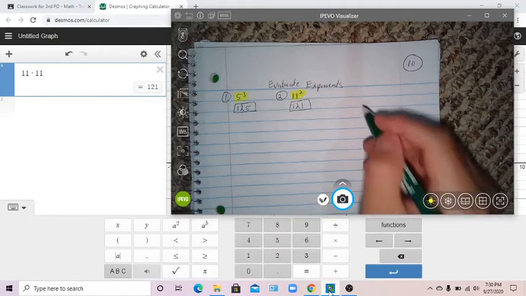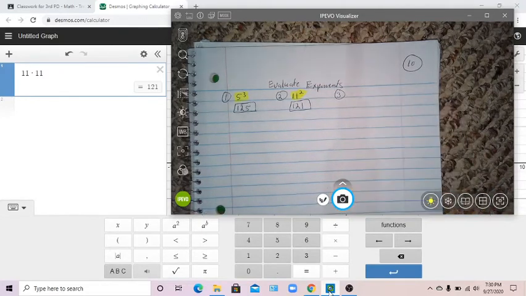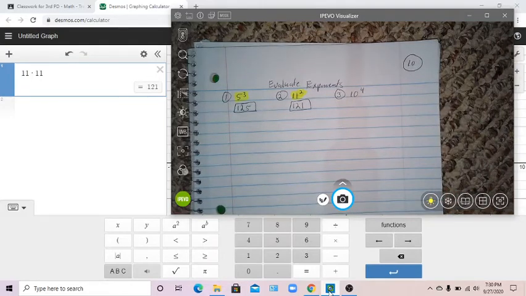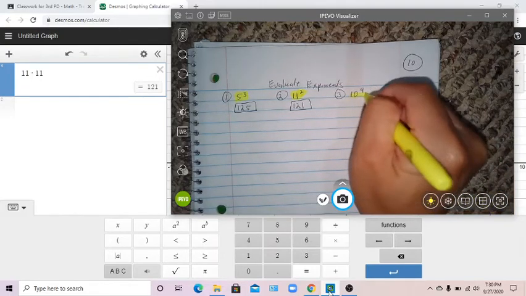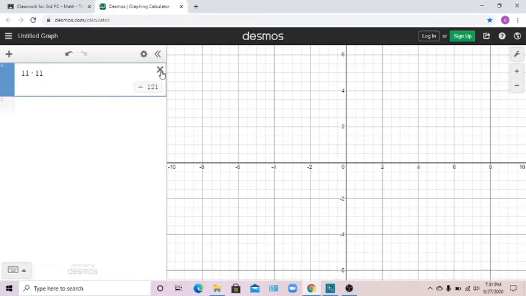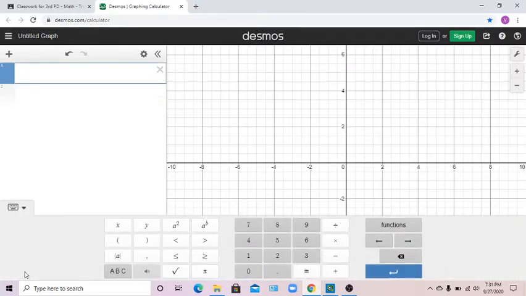Alright, number 3, 10 to the fourth power. Okay, it might give you 10 to the fourth power in IXL. Alright, so let's go ahead and go back to our calculator. We can X out of this. Alright, so 10 to the fourth power. Let's go ahead and pull up our keyboard again. So I have 10 times 10 times 10.